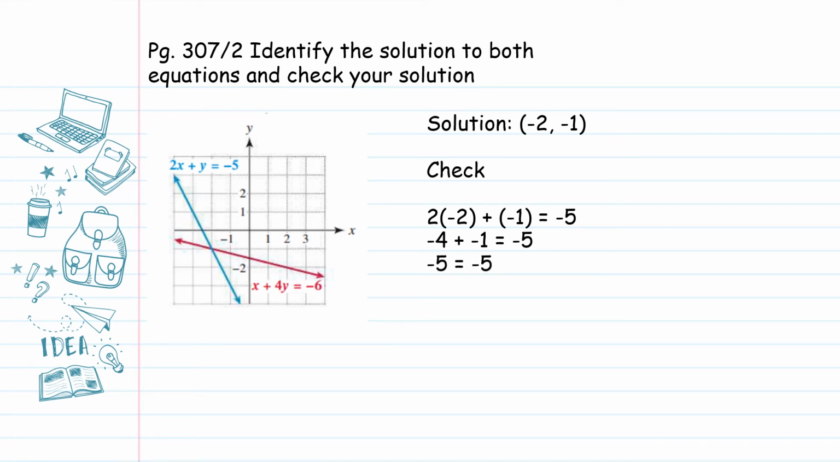And then we're going to plug it into our second equation, x plus 4y is equal to -6. So we have -2 plus 4 times -1 is equal to -6. Okay, we multiply our 4 by our -1, which gives us -4. We add those together, which gives us -6 is equal to -6. So that solution works.